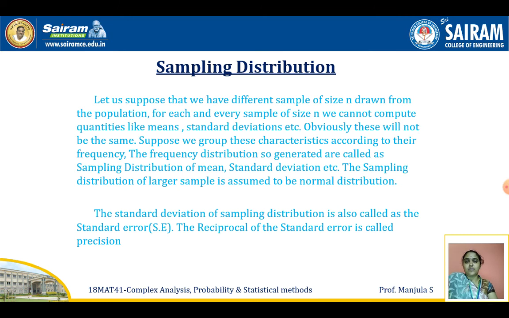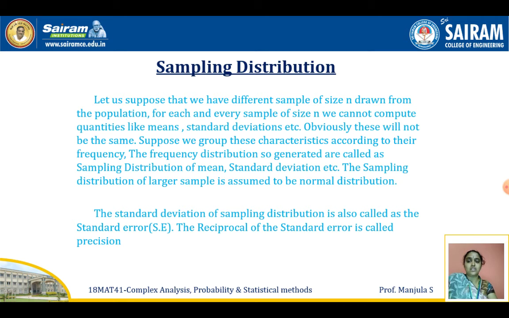Sampling distribution. Let us suppose that we have different samples of size n drawn from the population. For each and every sample of size n, we can compute quantities like mean, standard deviation and variance. Obviously, these will not be the same. Suppose we group these characteristics according to their frequency. The frequency distribution so generated is called the sampling distribution, corresponding to the mean, standard deviation and variance.